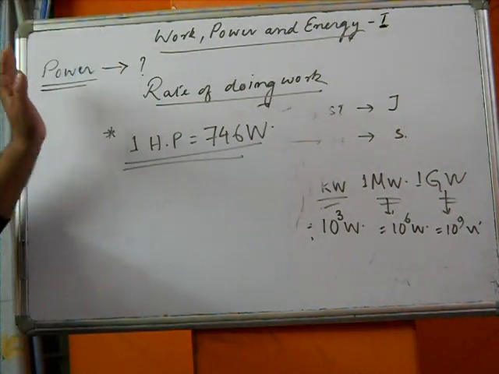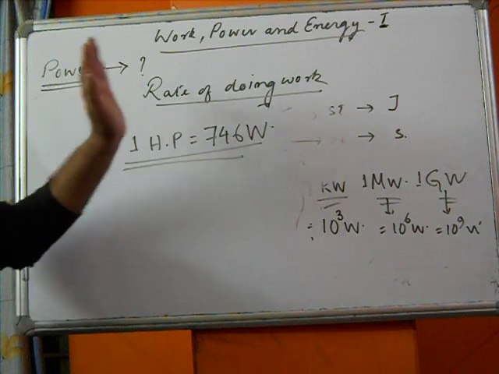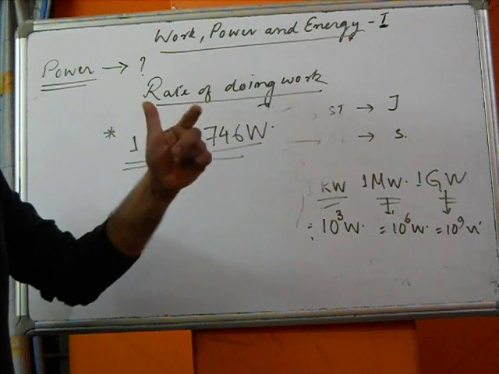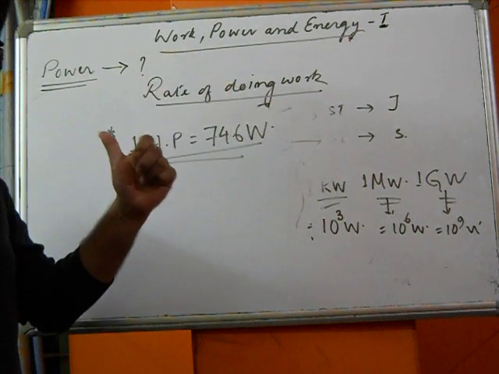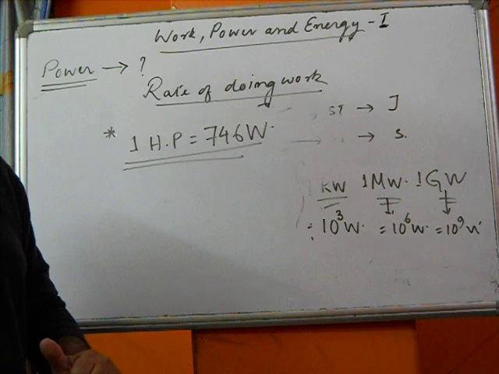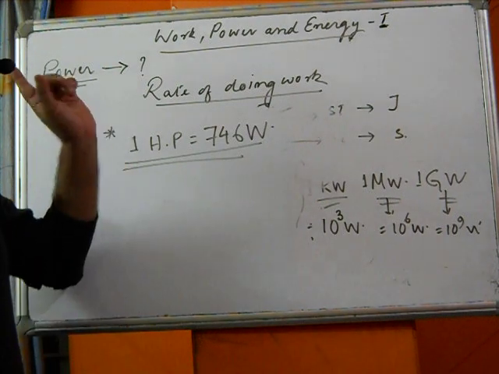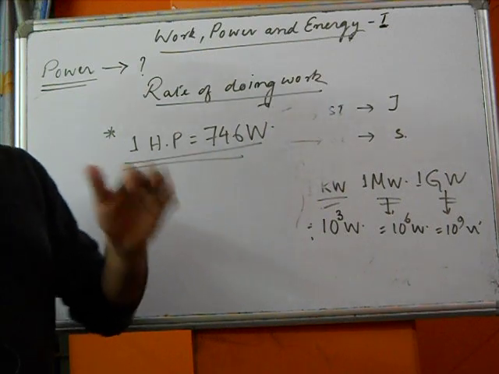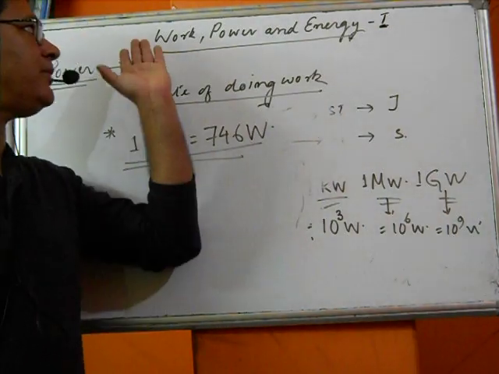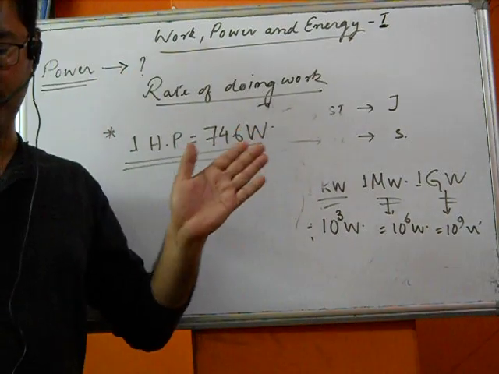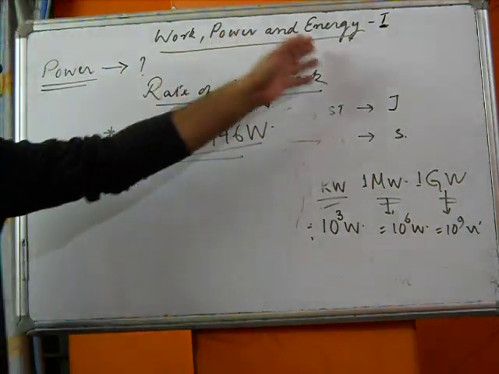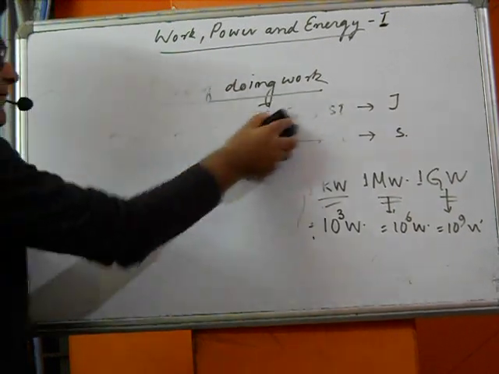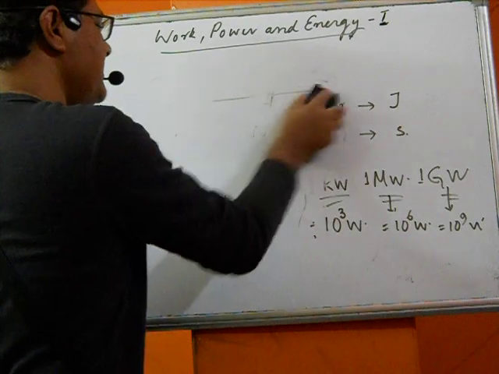I hope you understood the relationship between power and work. Work equals force into displacement. Power equals force into displacement by time. So work is not related to time. Power is related to time. In your book, you will find the difference between power and work. You should do the same. Now let's understand something about energy. I hope power is clear.